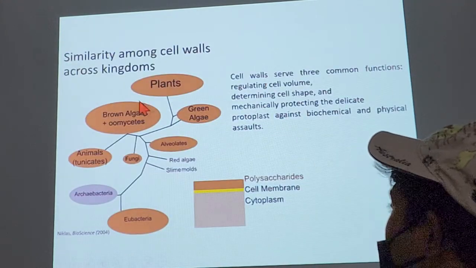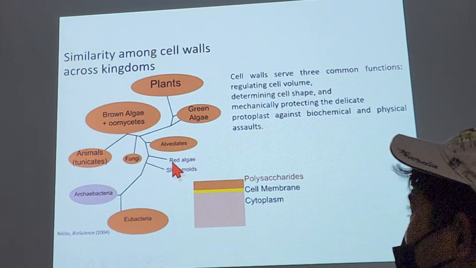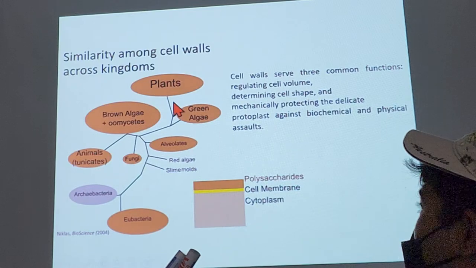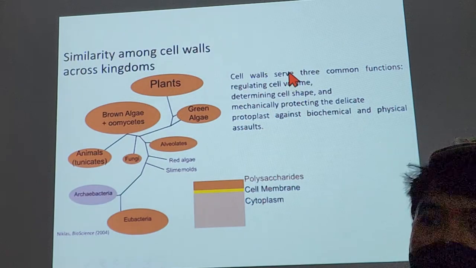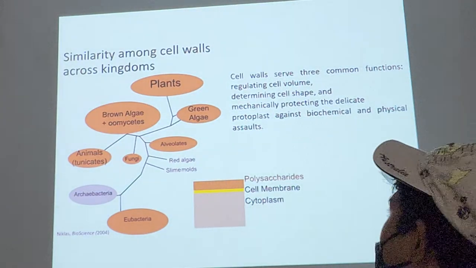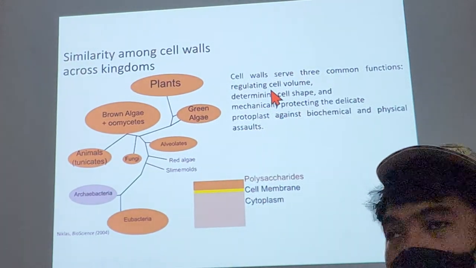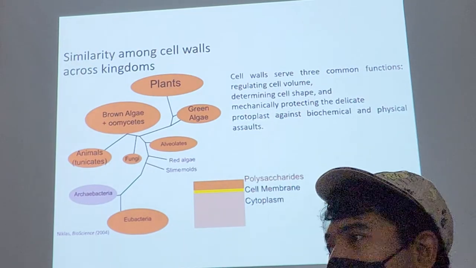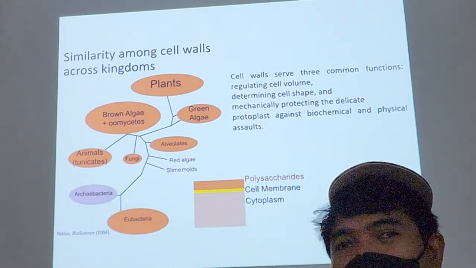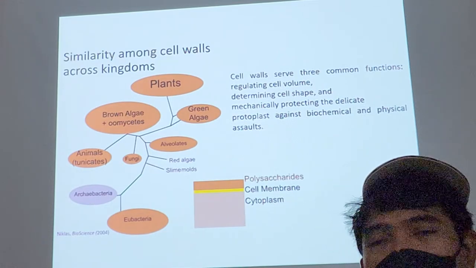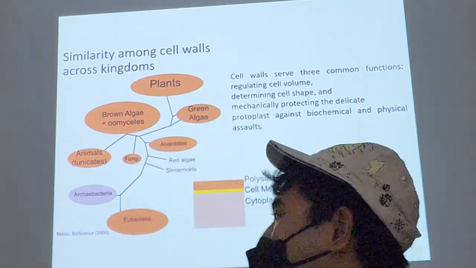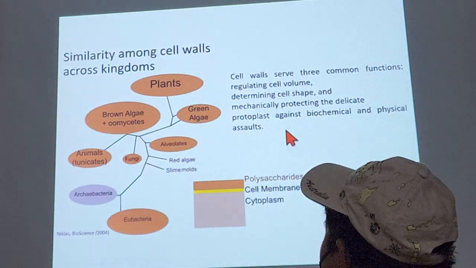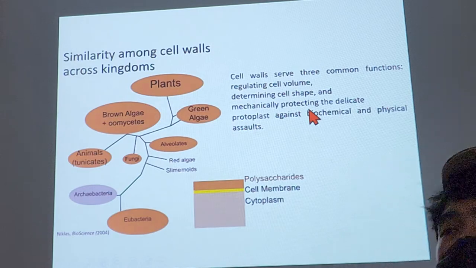So regardless of the occurrence of cell wall across the kingdoms, the cell wall serves three fundamental functions: they regulate cell volume, okay, because they have a rigid structure to it, determining cell shape, which is very important. Look at amoeba, it hasn't got any cell wall. So that's why amoeba can do phagocytosis, you know, engulfing its food by enclosing with appendages, right? And also cell wall mechanically protects the delicate protoplast.